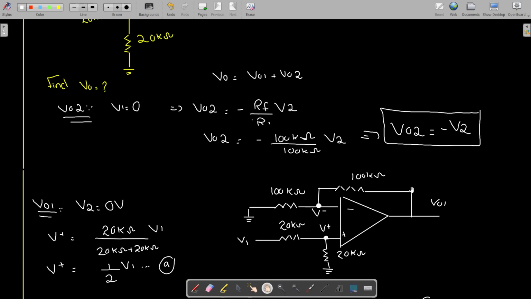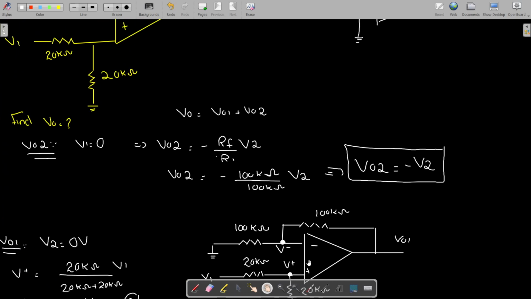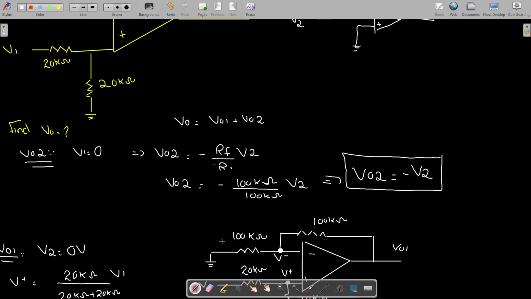VO2 was minus V2, VO1 was V1. Now let us put it over here. This is your V0. Then we have VO1 is equal to V1, VO2 is equal to minus V2. So your V0 is equal to V1 minus V2. This is your answer because this circuit is a subtractor.